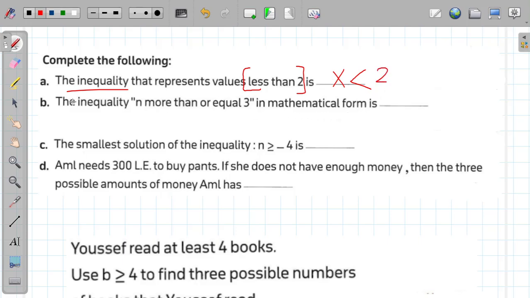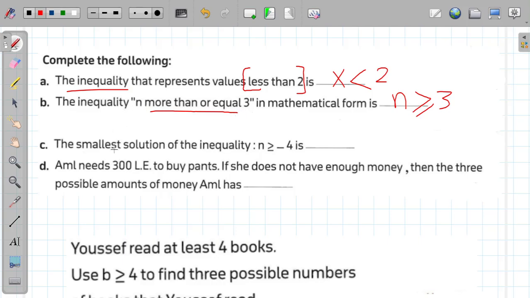Okay, next, the inequality n more than or equal 3 in mathematical form. Mathematical form like this way. Okay, so I have n, I have 3, and I want n to be more than or equal 3. N more than or equal 3. Okay, so this is the mathematical form for this sentence.